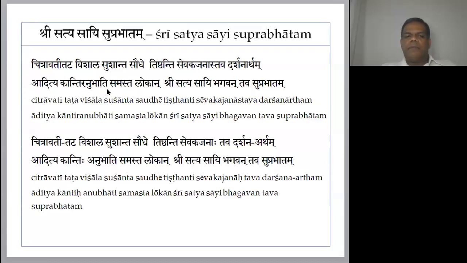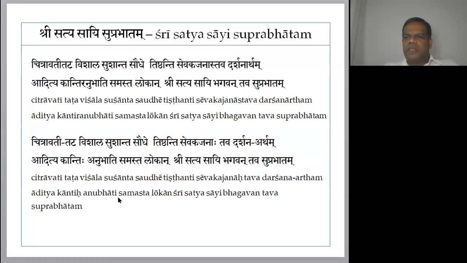The next line, Aditya Kanti, there is no aspirated consonant. Kantiranubhati, the Bha is again aspirated because it's the fourth letter in the Pa varga, the Pa class, and must be aspirated. Samasta Lokan, no aspirations. Sri Sathya Sai, no aspirated consonants. Bhagavan, again the Bha shows up, it has to be aspirated. Tava Suprabhatam, again the Bha has to be aspirated. So those are the letters you have to pay attention to.